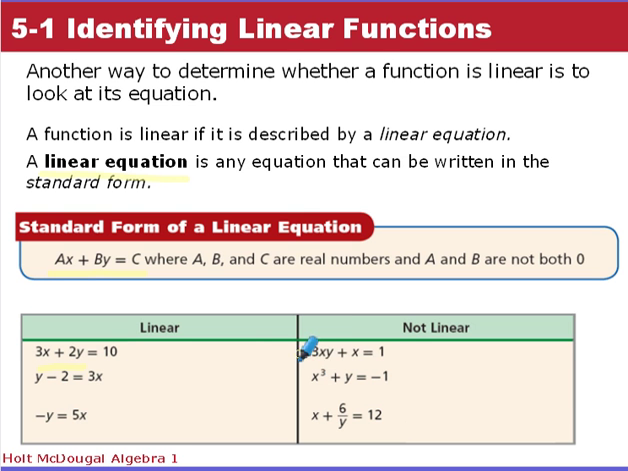Over here, this is nonlinear because x and y are being multiplied. Here we have an exponent on x, and here y is in the denominator. Those are the three criteria that, if they exist, make the equation nonlinear. Linear has to be x by itself or with a coefficient, and y cannot have exponents or be in the denominator.